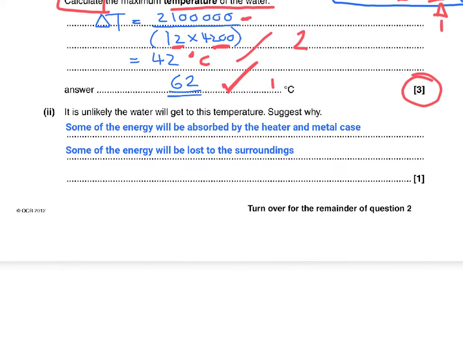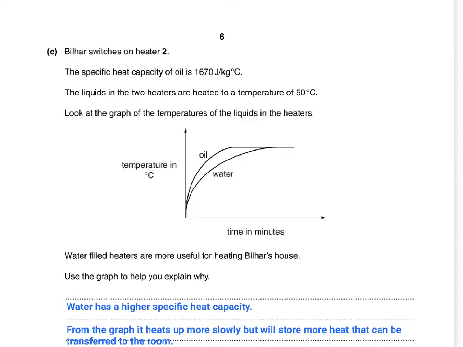Part 2 of this question then asks, it is unlikely the water will get to this temperature, suggest why. So it's just that realization that some of the energy will be absorbed by the heater and the metal case and even dissipated to the surroundings. And of course, that's what I said in the second point, some of the energy will be lost to the surroundings. So this is only worth 1 mark, so either of those points would have got you that mark.